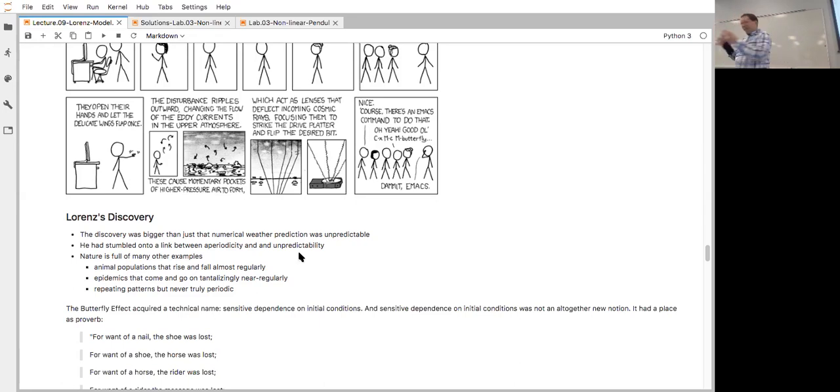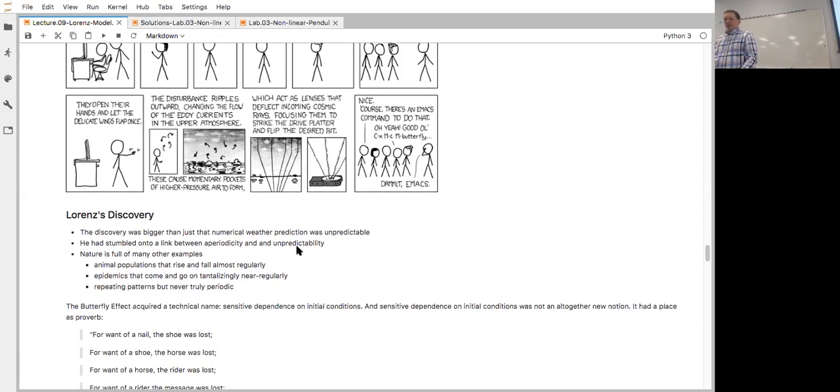Now, the butterfly effect, this idea of small changes, now it has a technical name. The technical name would be sensitive dependence on initial conditions. Sometimes also called a chaotic solution. But this is not really a new notion all the way through. There's a proverb that sort of gets to this.